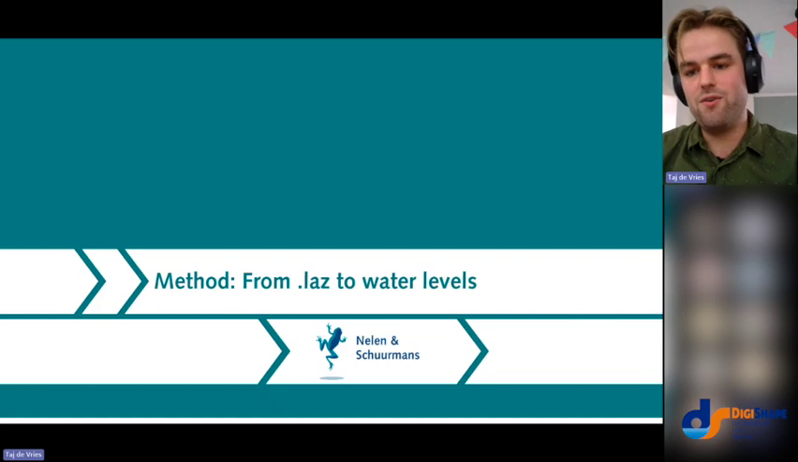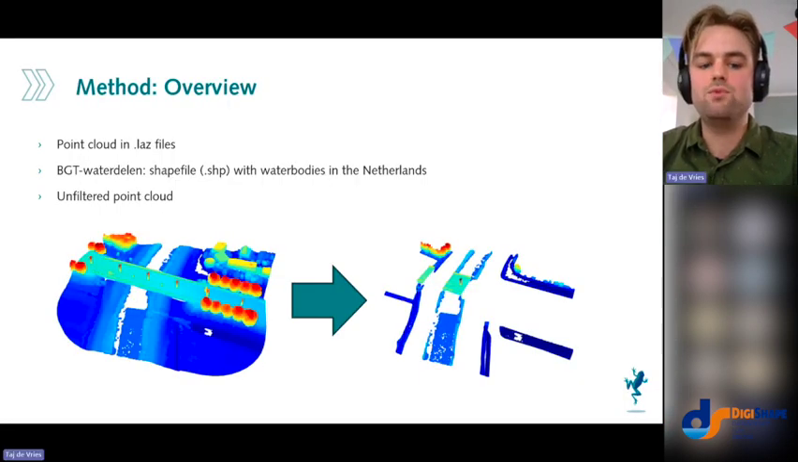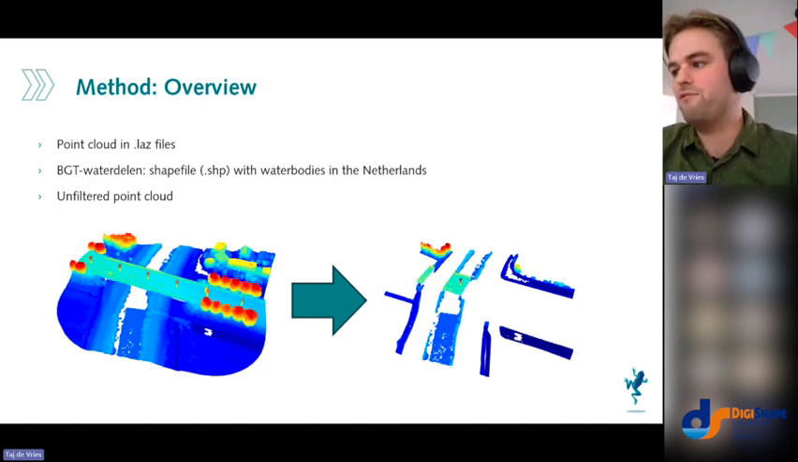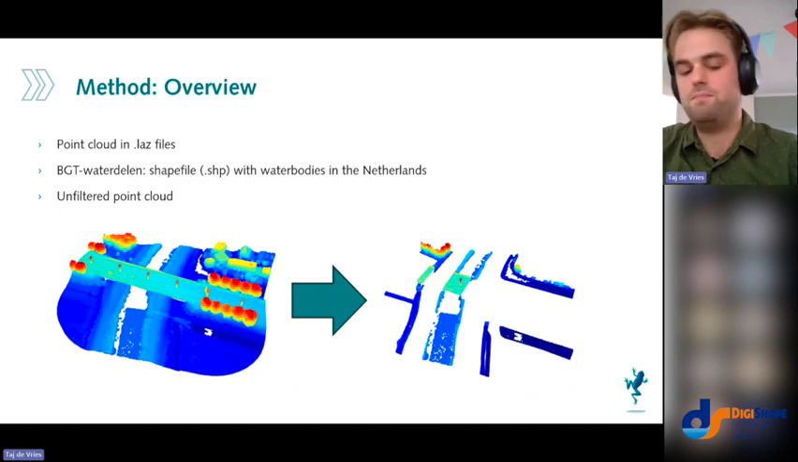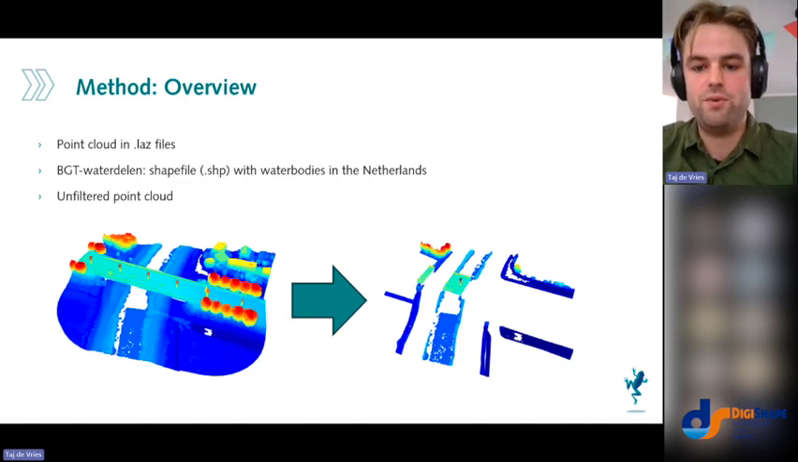Okay, so now we have LAS files, but we also want to process them to water levels. So what do we do? Well, the method is in essence very simple. We have a point cloud. We want to know every point that is within our shapes of the water. And we want to say something about the shape and the point cloud data that we are left with.